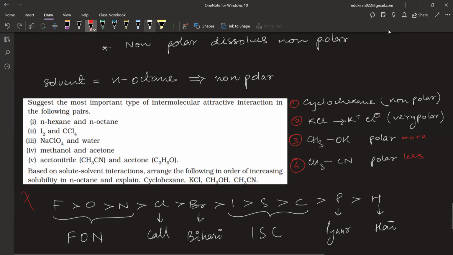Now we have a solvent which is non-polar. Then it will dissolve non-polar very easily. Yes or no? Yes, sir. So tell me first of all, which will be least soluble? Least soluble will be KCl. That means the second one will be least soluble.